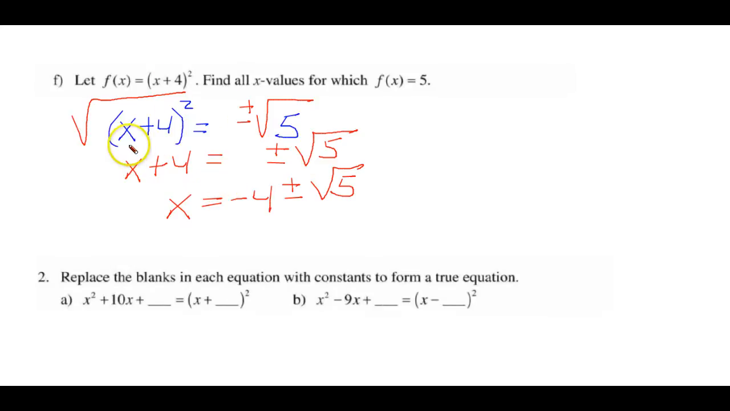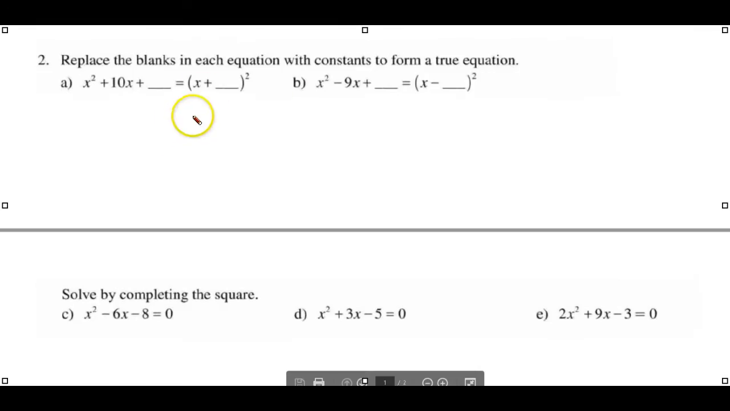Now, suppose we can get the left side to become a binomial square. Can we use this technique? And the answer is yes. So that's where we're going. Now they're giving us a few practice problems in which we have the start of a perfect square trinomial, and they want us to see if we can make it into a binomial square.